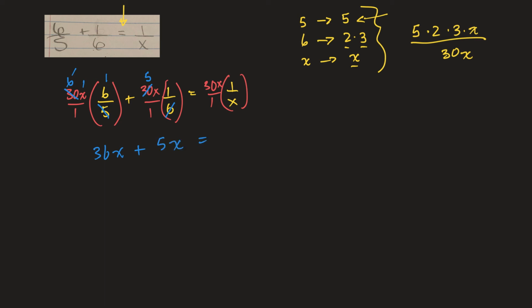Is equal to, on this side, the x's cancel, so I'm just left with 30. So now 36x plus 5x would give me 41x is equal to 30, and then divide both sides by 41. So my answer comes out to 30 over 41. Hopefully that helps you on that one.